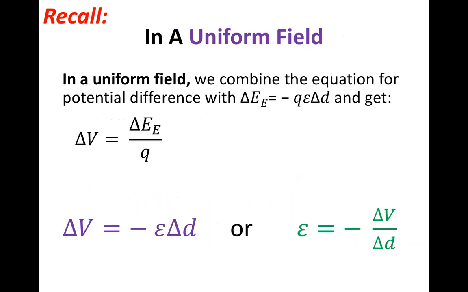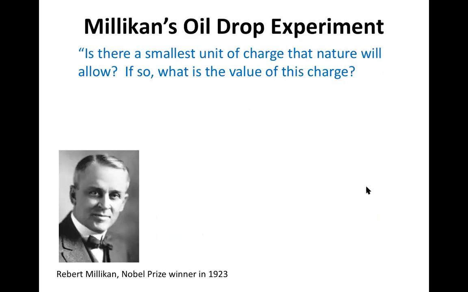So we also talked about combining the equation for potential difference with the equation for the change in electric potential energy, negative QED. And then if we combine those together, so we substitute negative Q epsilon delta d into this spot here, we actually get delta V equals negative epsilon delta d. So potential difference equals negative electric field strength times displacement, or you can rearrange that for epsilon, electric field strength equals negative potential difference divided by displacement.